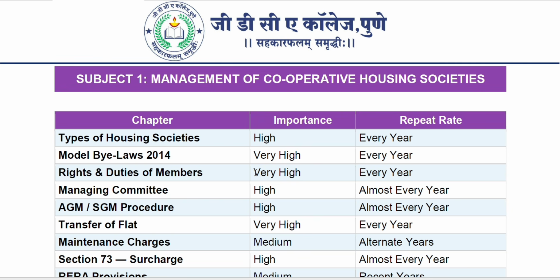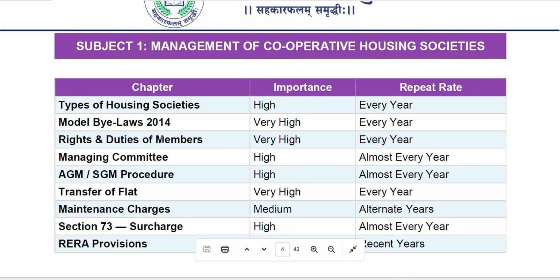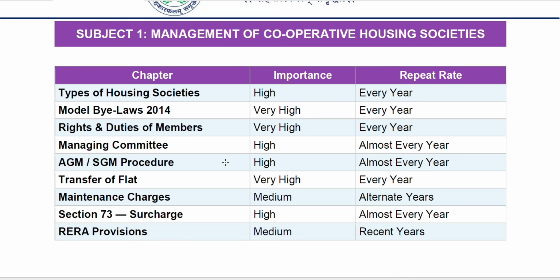Let's see subject 1, management of cooperative housing society. What are the chapters and their importance? Types of housing society: high chances and very high importance, asked every year. Model bylaws 2014: high importance, asked every year. Rights and duties of members, managing committee, AGM, SGM procedure, transfer of flat, maintenance charges, section 73, surcharge, RERA provisions. We will check all the important chapters in these sections, but no long answers. Only objectives will be covered in this video.